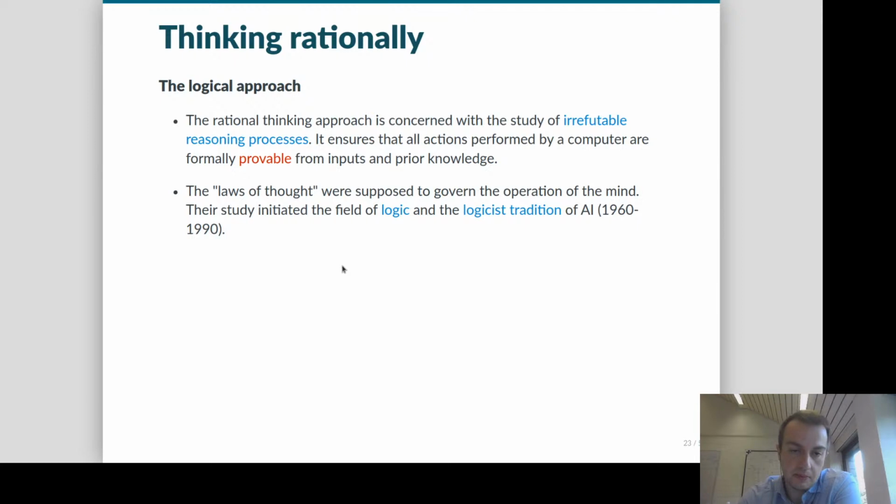And so this is a trend in AI which was very popular from the 60s to the 90s. It's no longer the case today. I could even say this approach has really died out. But I think it's still interesting to know that this exists. And basically their goal was the laws of thought, and these laws were supposed to govern the operation of the mind. And this is what really initiated the field of logic and the logicist traditions of AI.